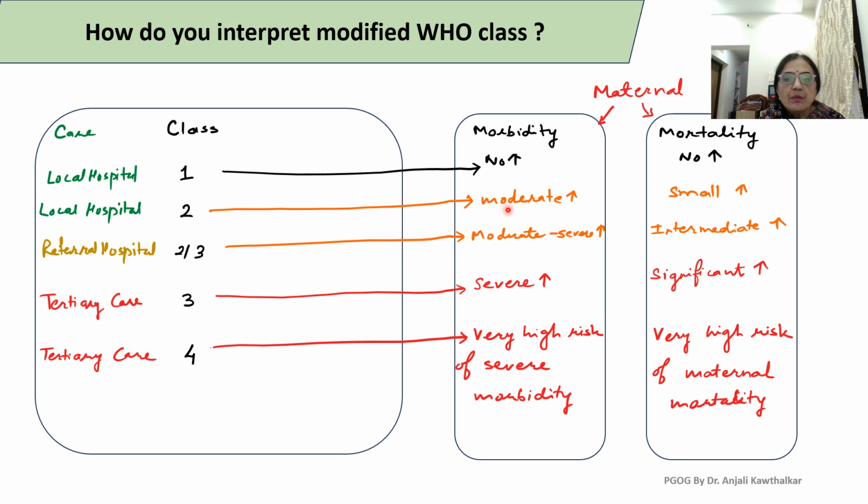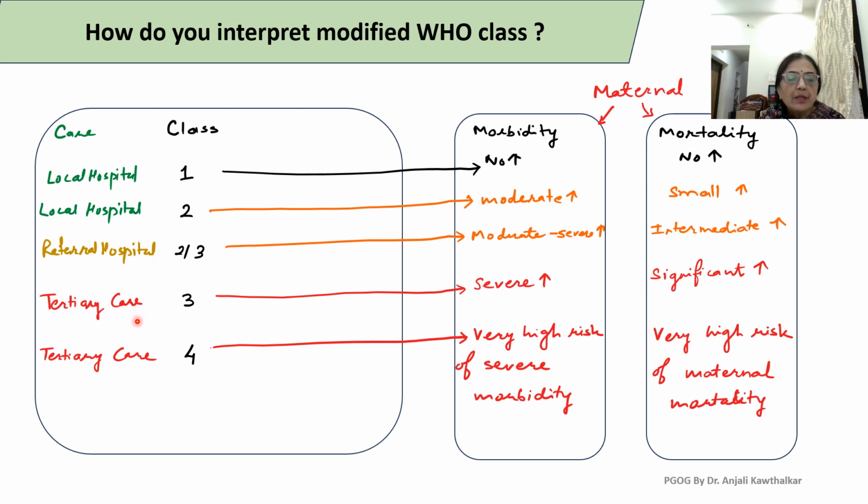Class 2 is, there is a moderate increase in morbidity and a small increase in mortality, but still these can be managed at the local hospitals only. Class 2/3 is, there is moderate to severe increase in morbidity and intermediate increase in mortality, and these are better managed at referral centers where the cardiologists will also be available.